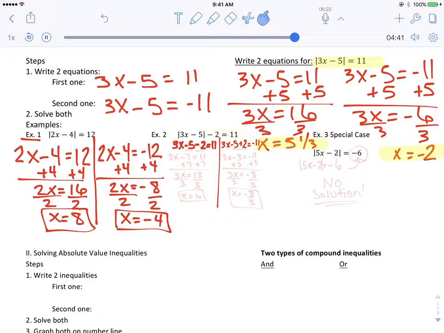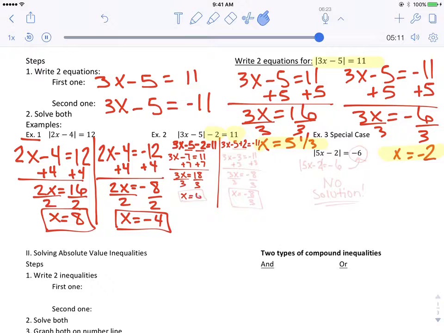So the key to this is changing the sign on anything outside of the absolute value sign to the opposite sign in your second equation. Now we can combine like terms. So we combine your negative 5 and negative 2. So 3x minus 7 equals 11. Add 7 to both sides. 3x equals 18. Divide by 3.